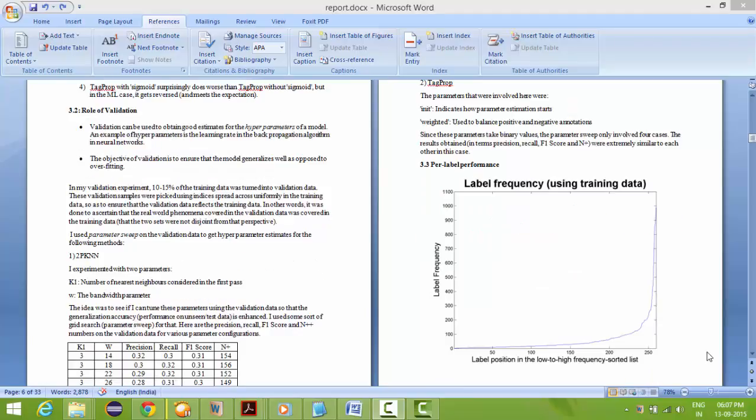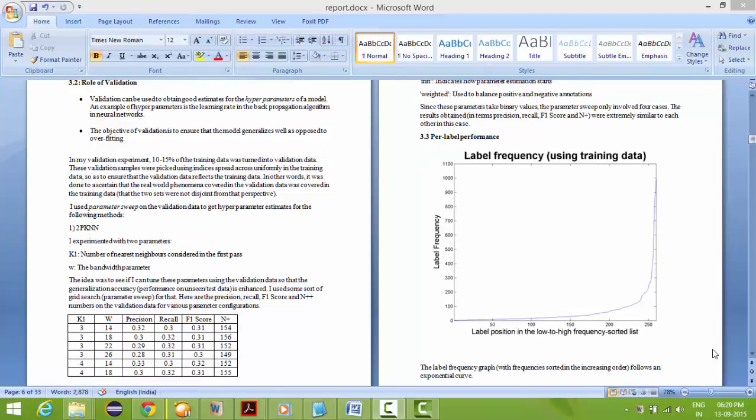I used parameter sweep or grid search on the validation data to get hyperparameter estimates for 2PKNN and TagProp. For 2PKNN, I tried to tune the following parameters: K1, the number of nearest neighbors considered in the first pass, and W, the bandwidth parameter. For TagProp, I tried to tune init and weighted. Let's move on to the third experiment, per label performance.